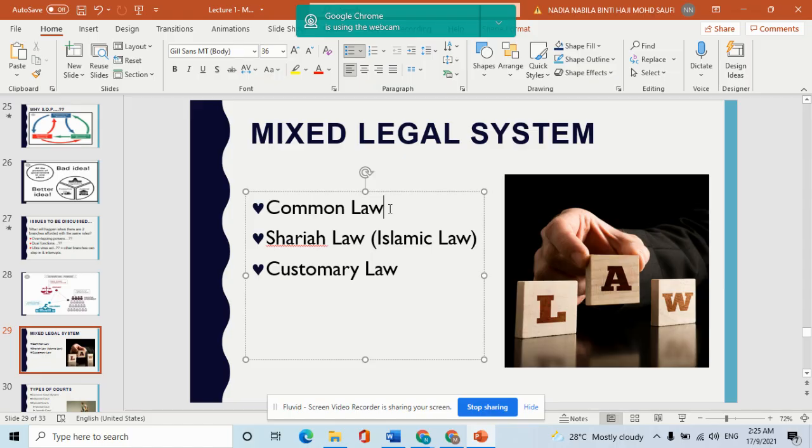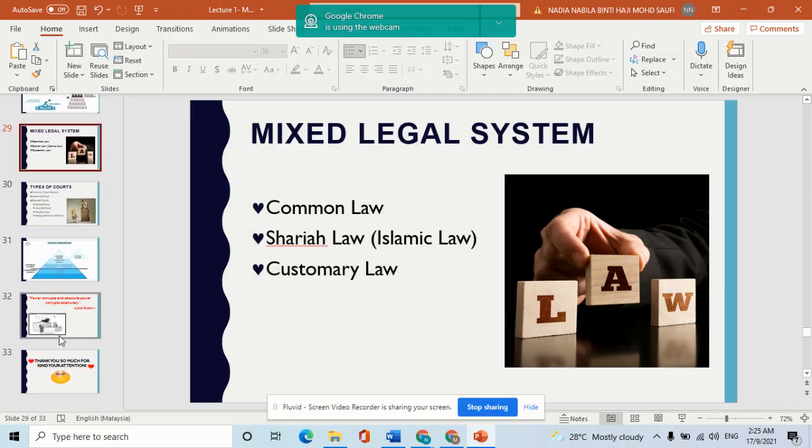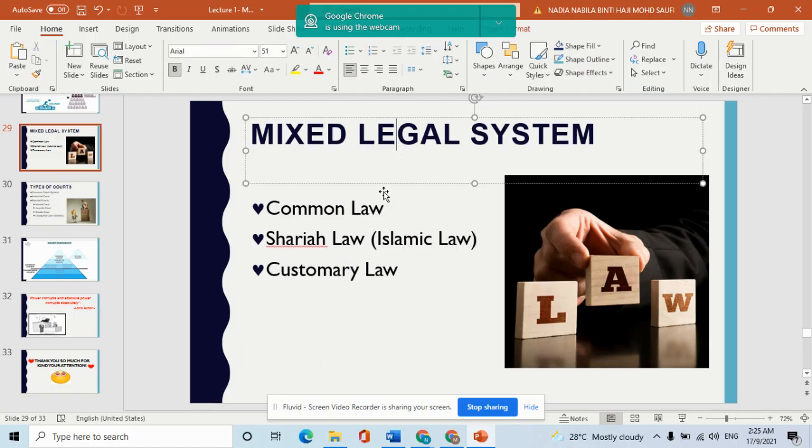Why? Because we have multi-religion and also multi-racial here in Malaysia. So we have a lot of customs to be discussed under the mixed legal system, and we do not want any of the customs to feel like they are not welcome here in Malaysia. So because of that, we have it here, customary law. So that is our mixed legal system.